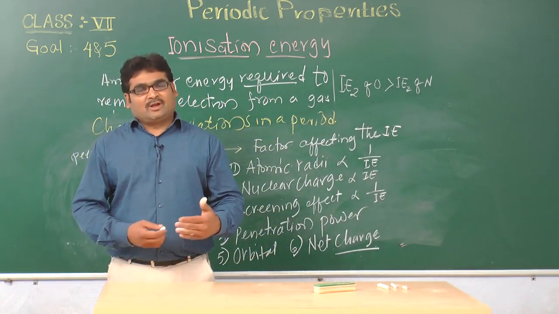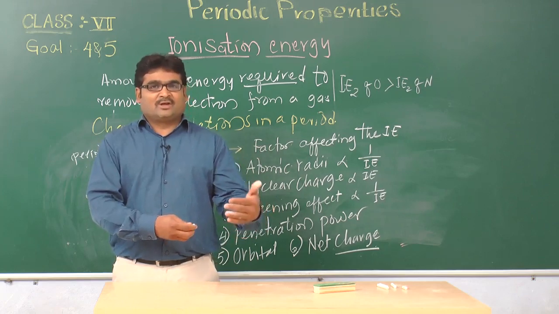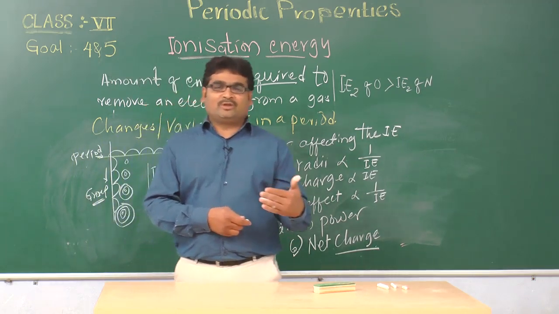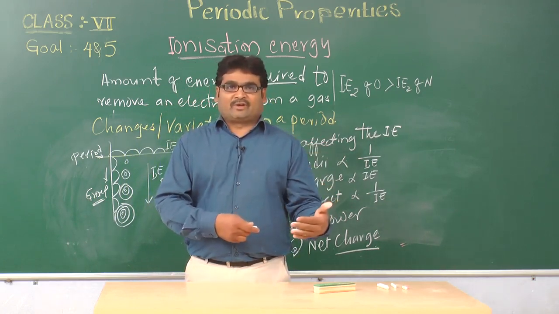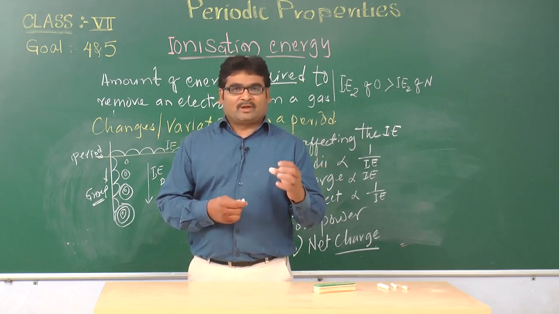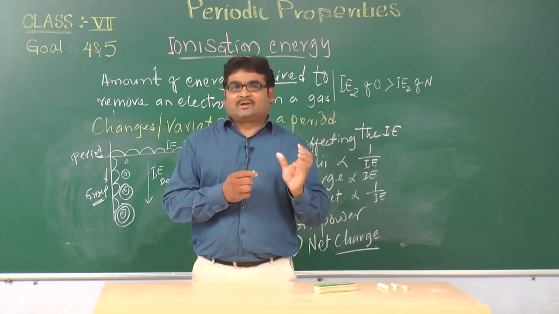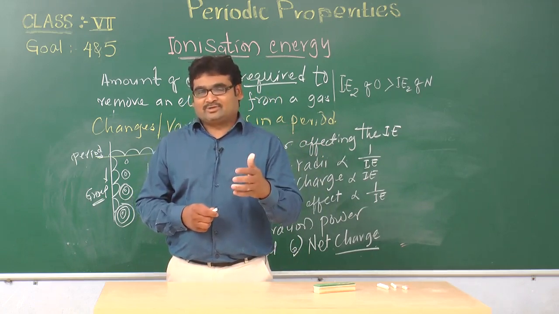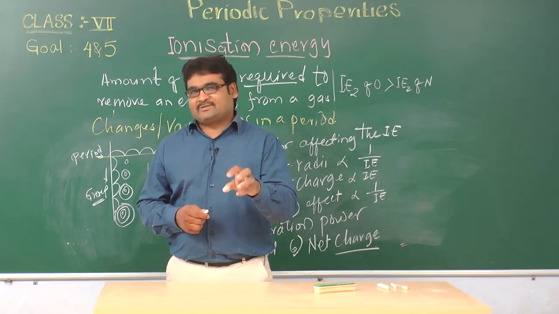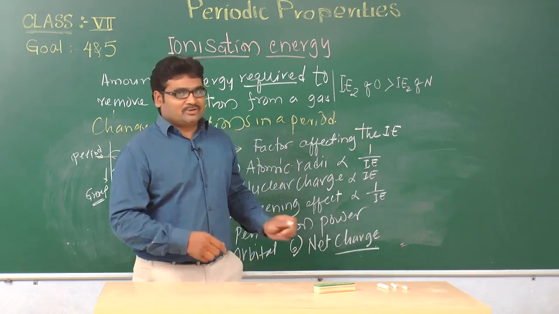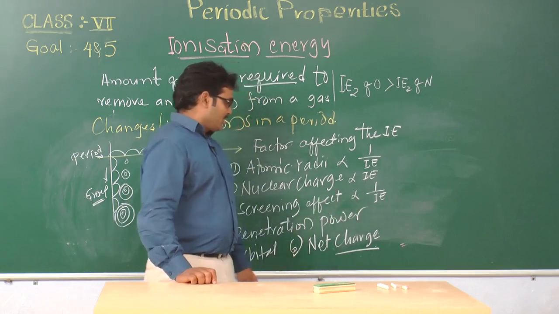As the number of shells increases, the number of inner electrons increases, and there will be more of the screening effect. As the screening effect is more, the nuclear charge effect on the valence electrons will be less. So, we will require less energy to remove the electrons, right. So, it is inversely proportional to the ionization energy.